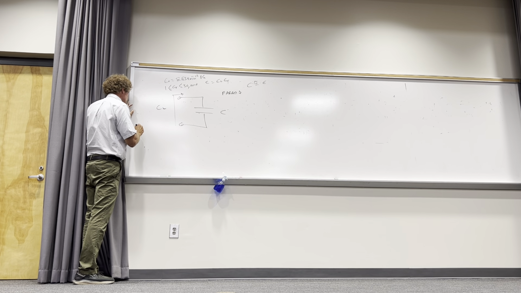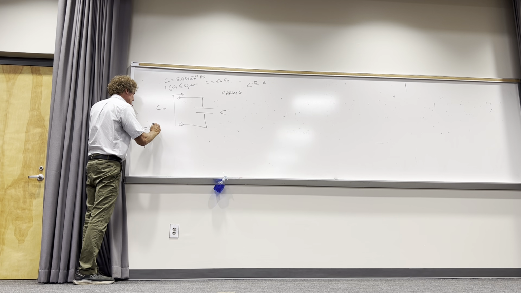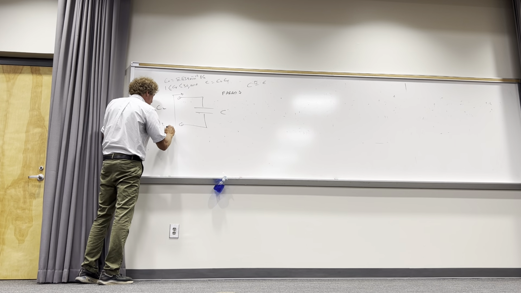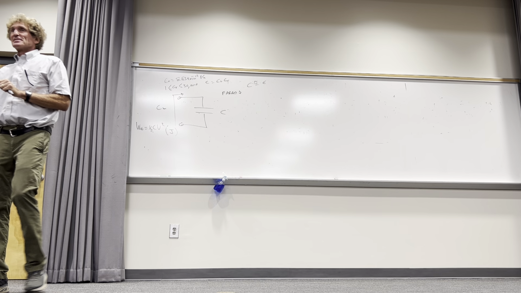So the energy stored in a capacitor is equal to 1/2 CV squared, where V would be the voltage. Energy here is in joules. C is the capacitance. How many remember that from physics?